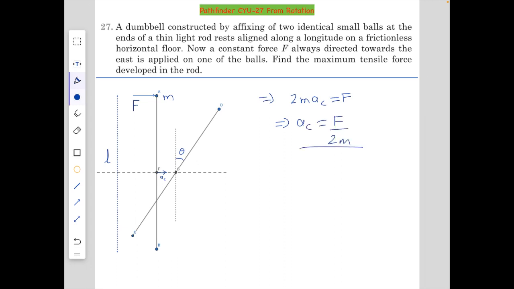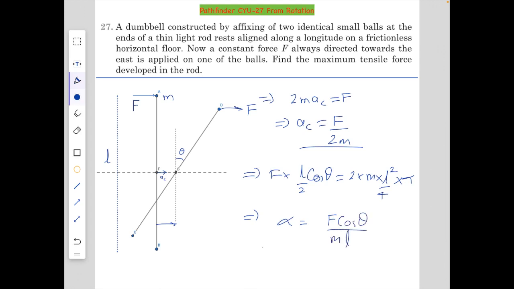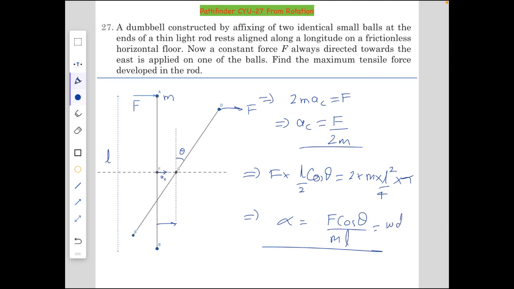Now let's assume that the center of mass has moved by some distance and the rod has rotated by an angle of theta. So consider this position. Here the force F is acting in this direction. So the torque about the center of mass in this position is F times L by 2 cos theta, equals 2 times m times L squared over 4 times alpha. Here alpha is the angular acceleration. So from here the alpha we get is F cos theta by mL, which equals omega d omega by d theta.